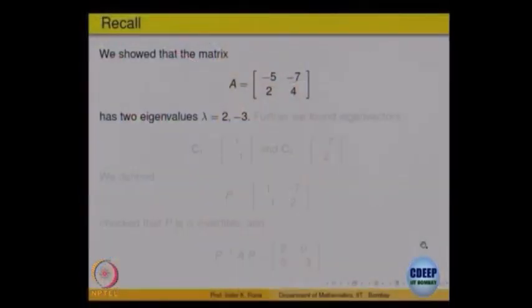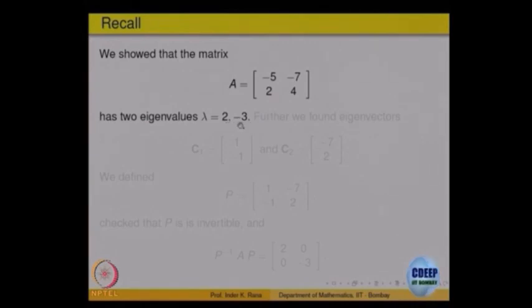We will start by recalling what we have been doing. We have been looking at the definition of eigenvalues, eigenvectors and diagonalization of matrices. So, let us just recall the example we had done. We had taken a matrix A as shown, with first row minus 5, minus 7 and second row 2 and 4, and we showed that it has two eigenvalues, lambda equal to 2 and minus 3.